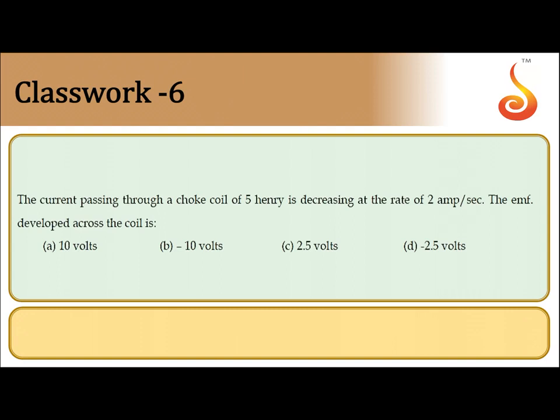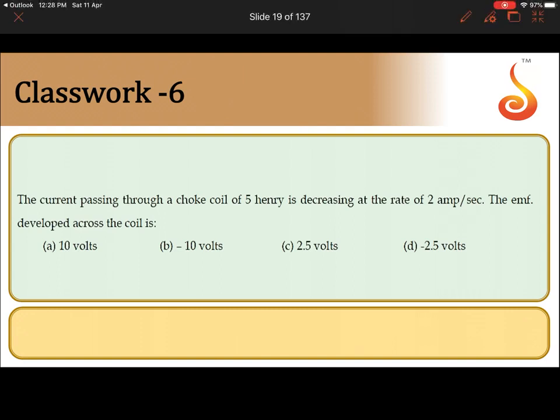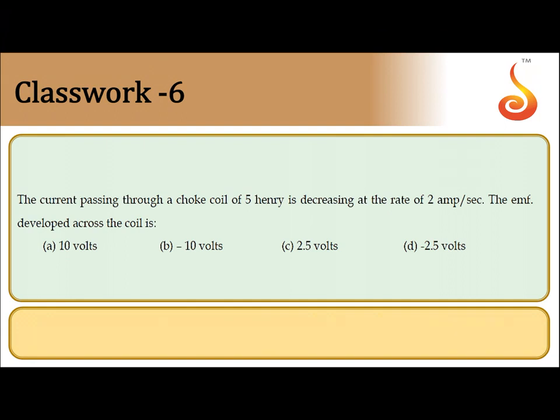A current passing through a choke coil of 5 Henry is decreasing at the rate of 2 ampere per second. The EMF developed across the coil is. So it's a choke coil, that means it is a self induction. So 5 Henry is the inductance of the coil. So current is decreasing at the rate of 2 ampere per second.